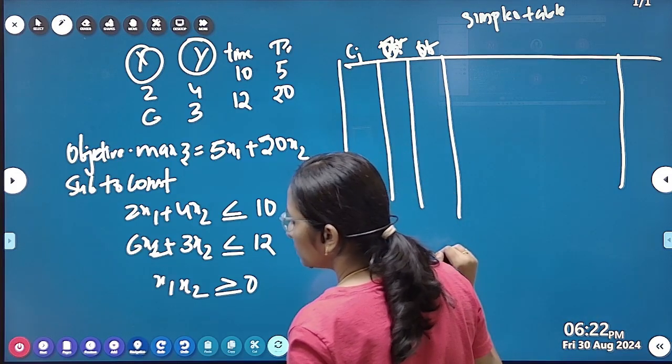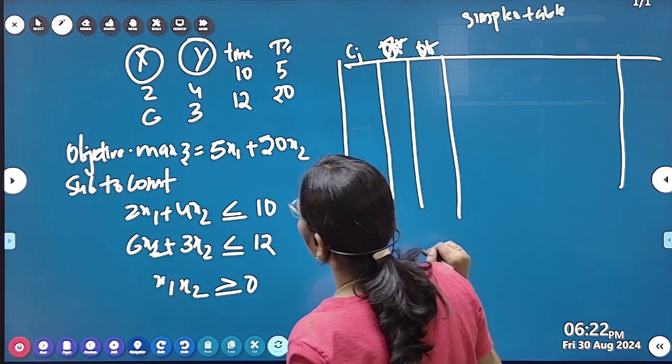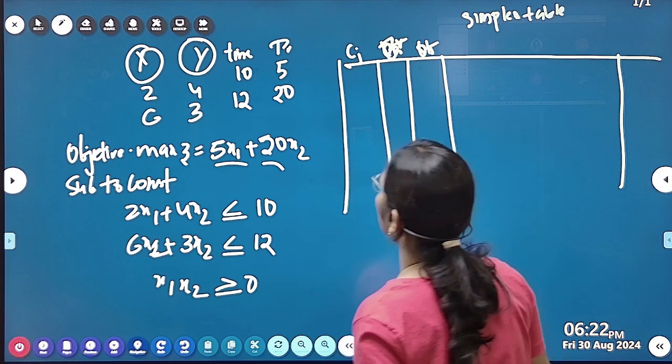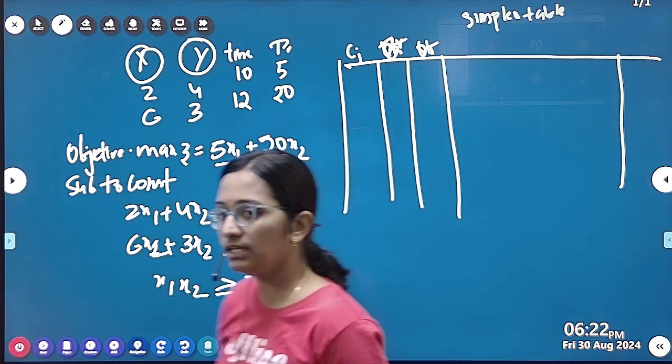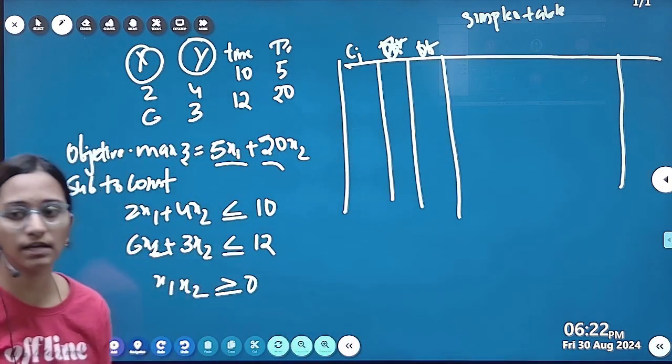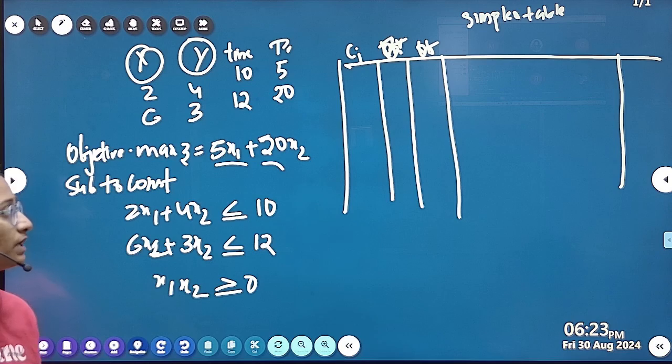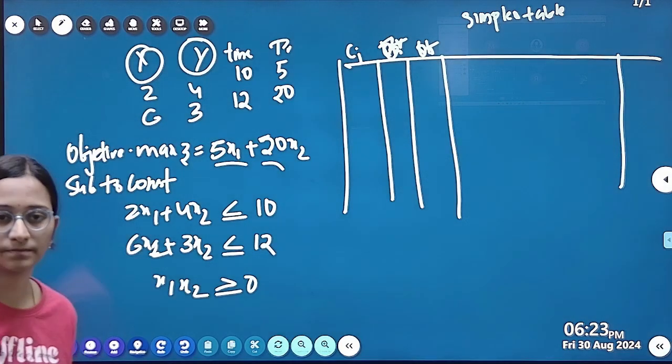So what are the values we have in the maximization function? 5 plus 20. Here actually a slack variable comes into this. What is meant by a slack variable? Slack variable means that by using that variable your total figure will not be affected.